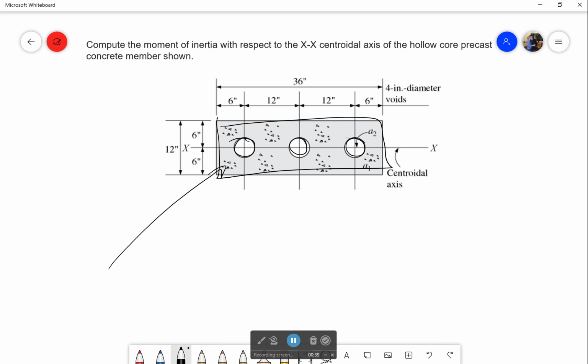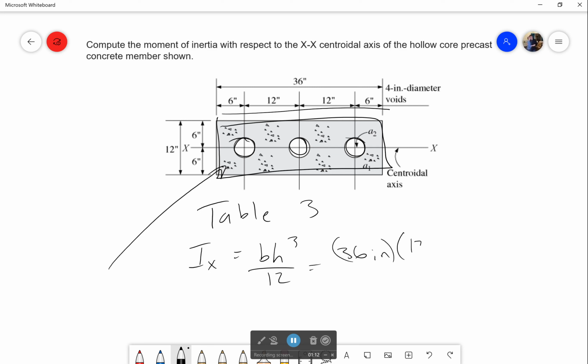You don't have to do really any calculations, at least for this problem, beyond just looking up the equation in your textbook. You can find the moment of inertia formulas in table 3. For a rectangle, the moment of inertia is equal to the base times the height cubed over 12. The base is 36 inches, the height is 12 inches, cubed over 12. Plugging that into my calculator gives 5,184 inches to the 4th.